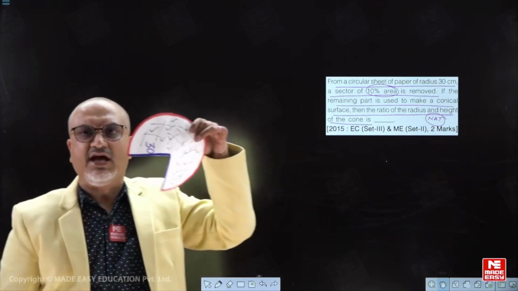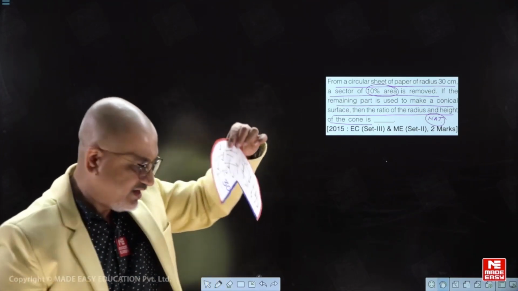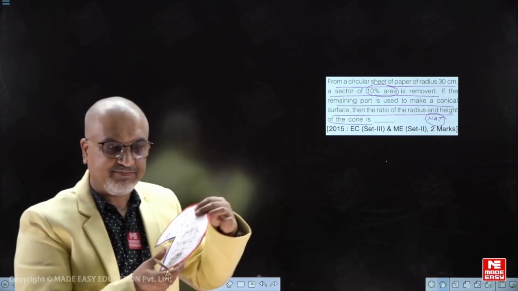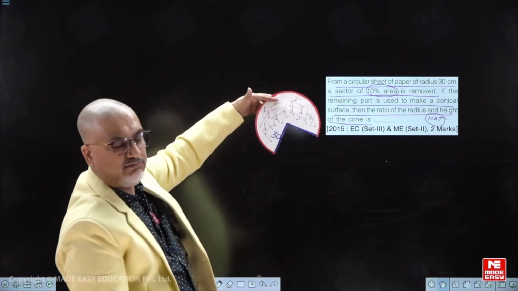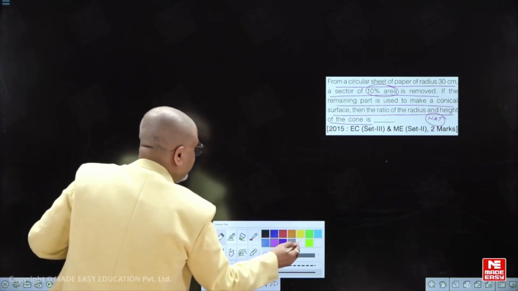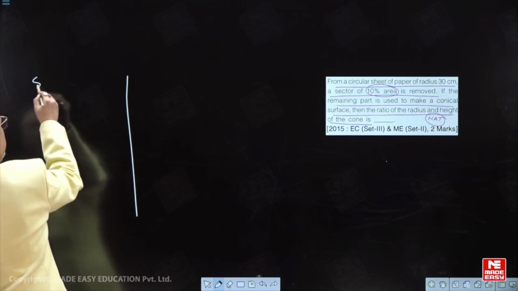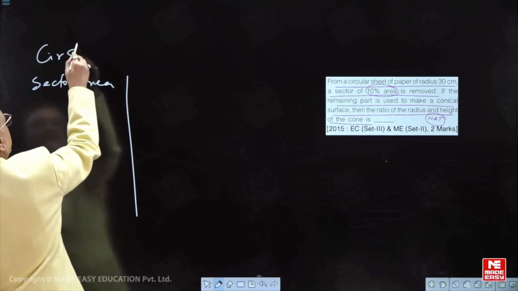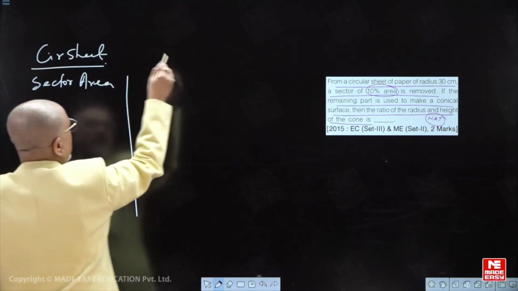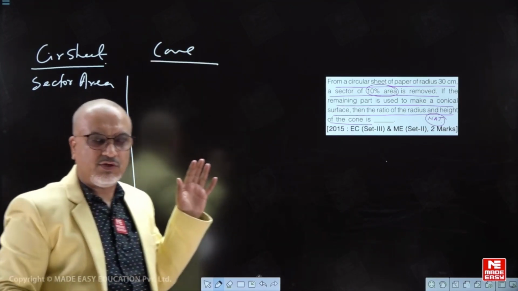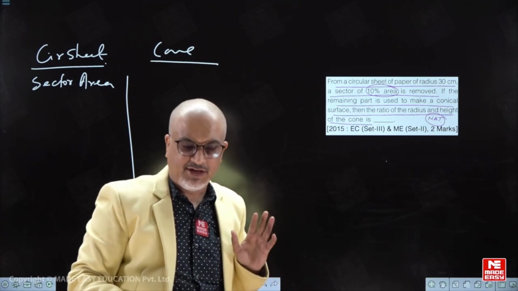Whenever I have a sector, either its area has to be calculated or its theta has to be given. In this case, we already have the value of area, right? So assume it to be a sector, its area is known. On the left hand side, I'm going to write here sector area. On the left hand side, I have the circular sheet, and on the right hand side, I have the cone. What parameters of the circular sheet will correspond to what parameters of the cone?